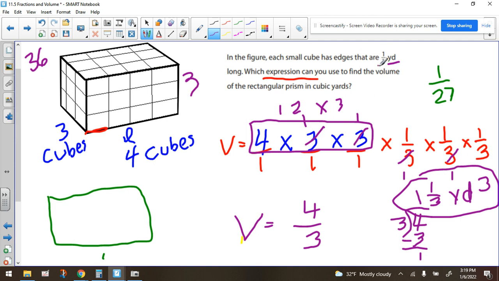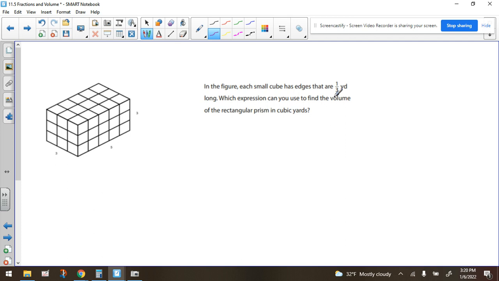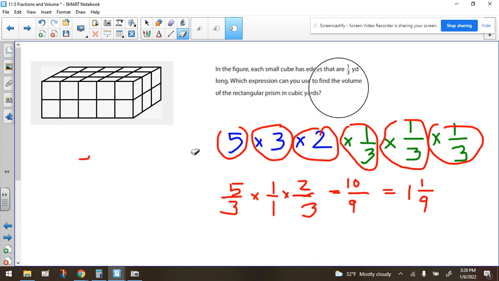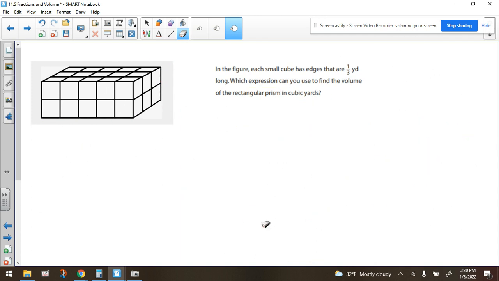We wanted to know if the cubes are each 1/3 yard long, what would it be in cubic yards? So we could just take this 36 and multiply the 36 times the 1/27th, and that would also give us our answer, which is 1 1/3 cubic yards. All right, now other questions that you'll see. It won't always be 1/3 of a yard, it might be some other number. So let's even look at this one. Let me erase what I had before, and let's just discuss it.